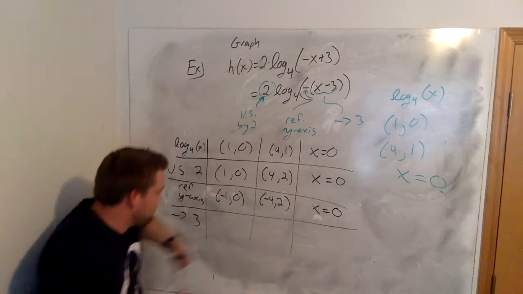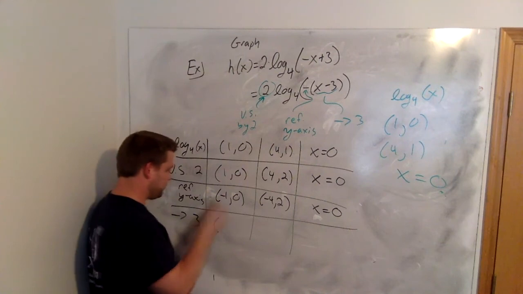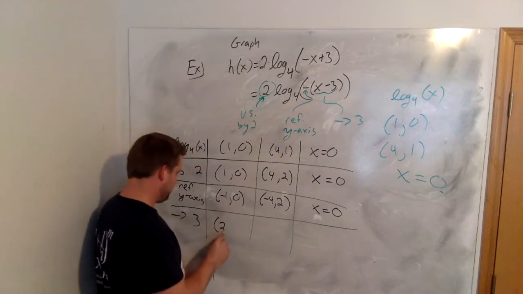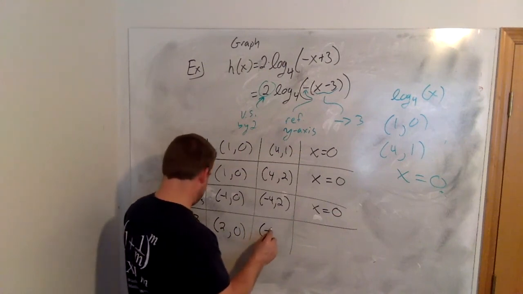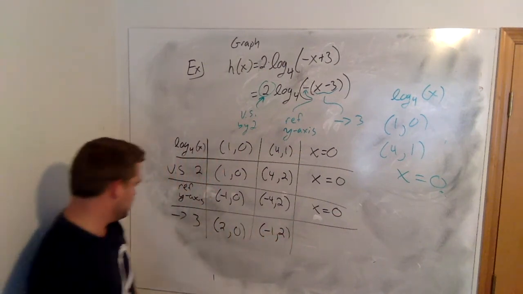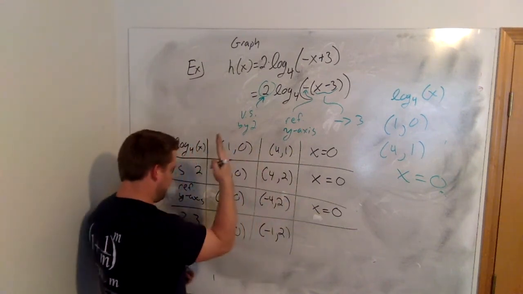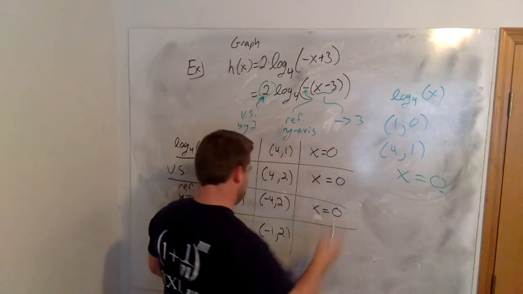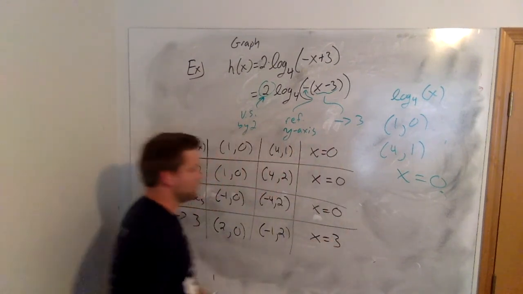Now we're going to move it to the right 3 units, so we'll add 3 to the x components. So 3 plus -1 is 2, so we'll get 2, 0. And 3 plus -4 is -1, so we'll get -1, 2. And now we're taking this vertical line, the y-axis, and moving it to the right 3 units. So our new vertical asymptote will be x equals 3.